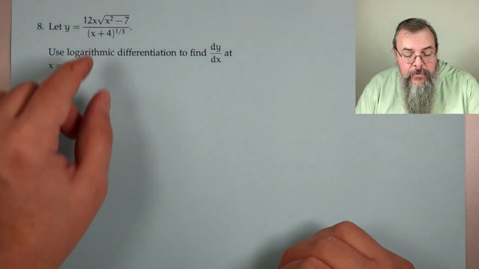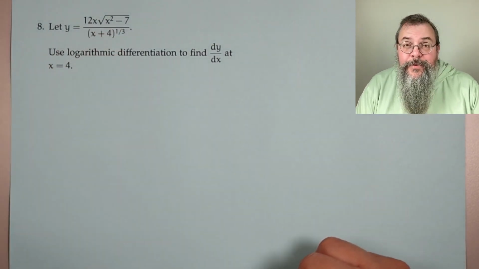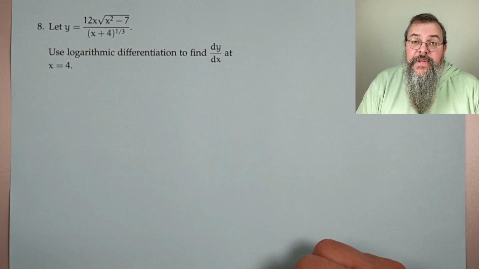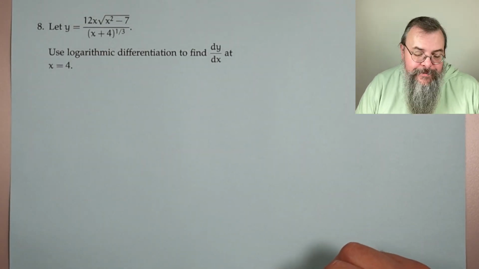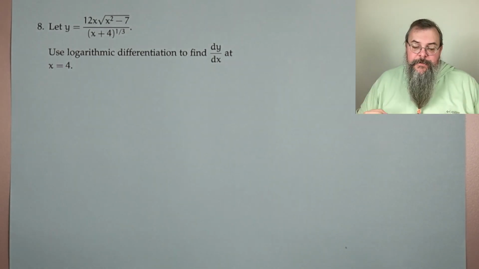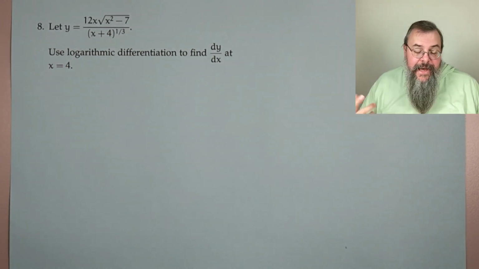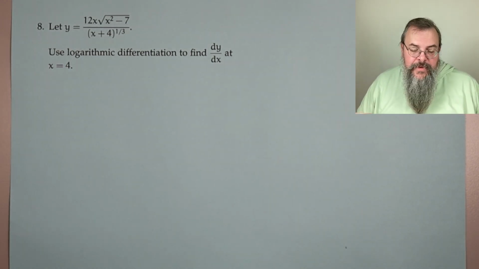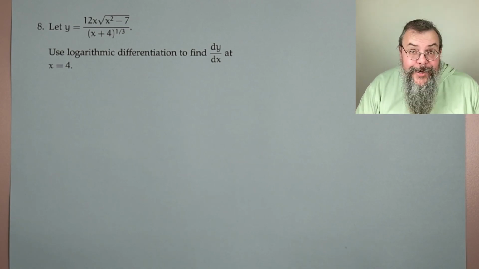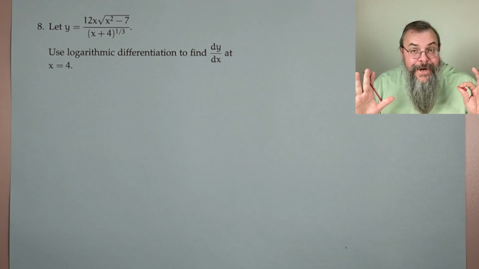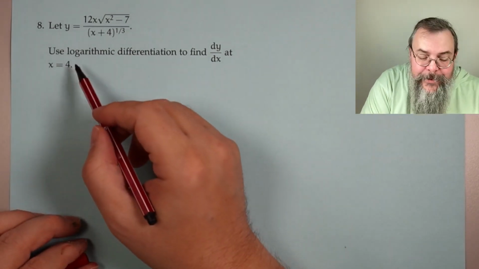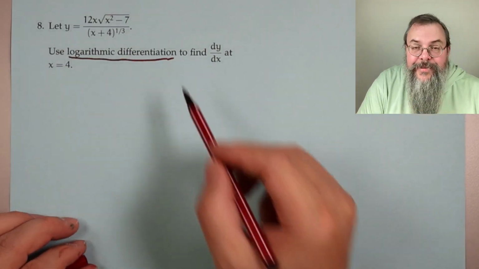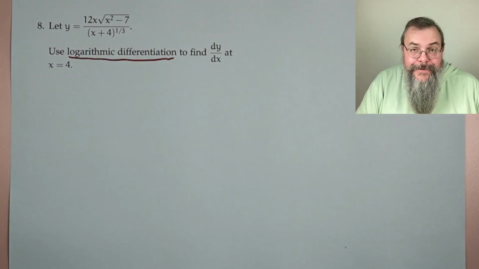Let y equal 12x times the square root of x squared minus 7, divided by x plus 4 to the power 1/3. Use logarithmic differentiation to find dy/dx at x equals 4. Now, what tool should we be using? I think, hear me out, logarithmic differentiation. Now, why do I think that? Because they tell us. Yeah, that's a pretty good reason.